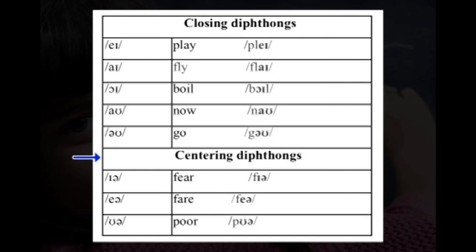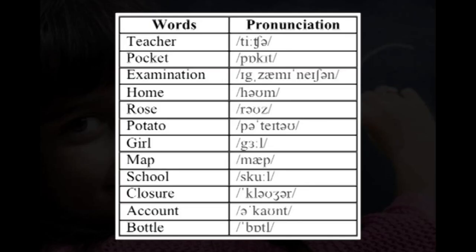We have some examples of centering diphthongs: ear as in fear, air as in fair, oor as in poor. After learning the international phonetic alphabet, the consonants and the vowel sounds, let us now try transcribing and pronouncing a few English words. There are a few words given on the slides.